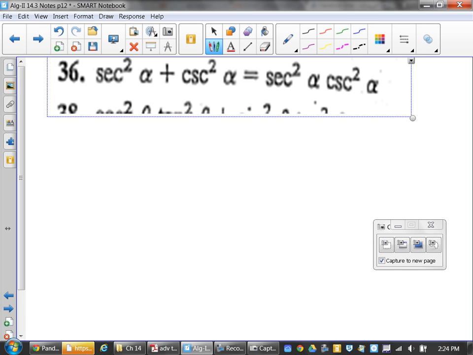Secant squared plus cosecant squared. I want it to equal secant squared times cosecant squared. First thing I'm going to do, I always think that it's easier to work with sines and cosines. Plus the fact that I noticed that I have addition going to multiplication, that meant I had to have some sort of fraction to get a common denominator. Okay. So secant squared is the same as 1 over cosine squared. It's 1 over sine squared. What's going to be your common denominator? So your common denominator is going to be cosine squared, sine squared.